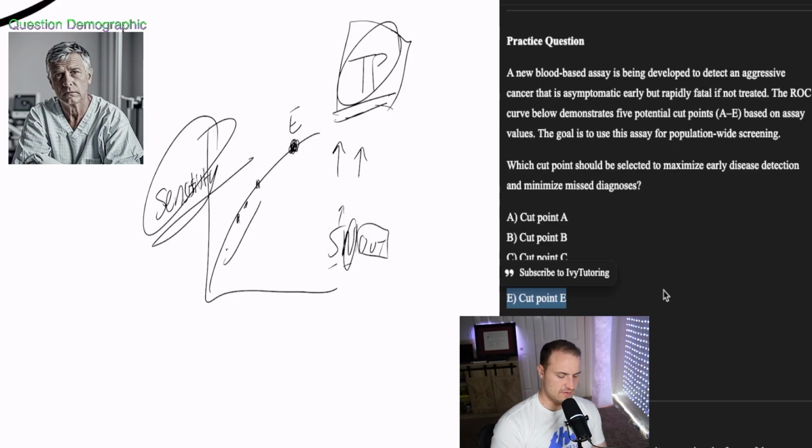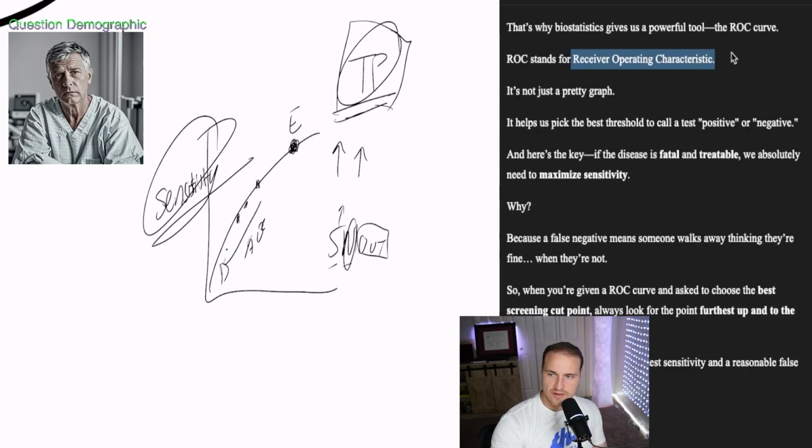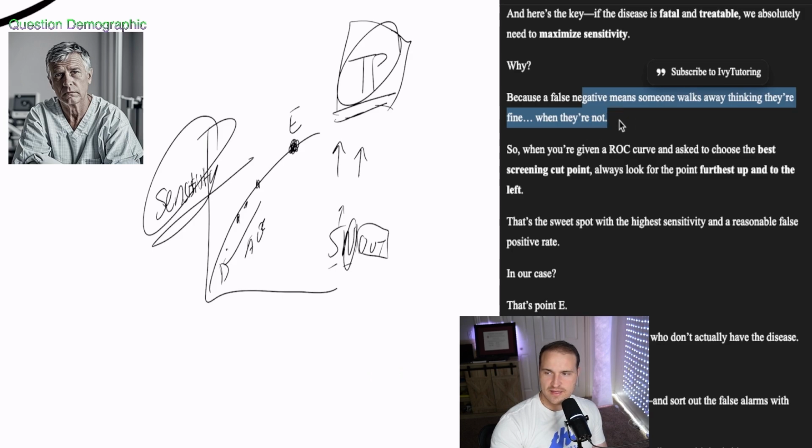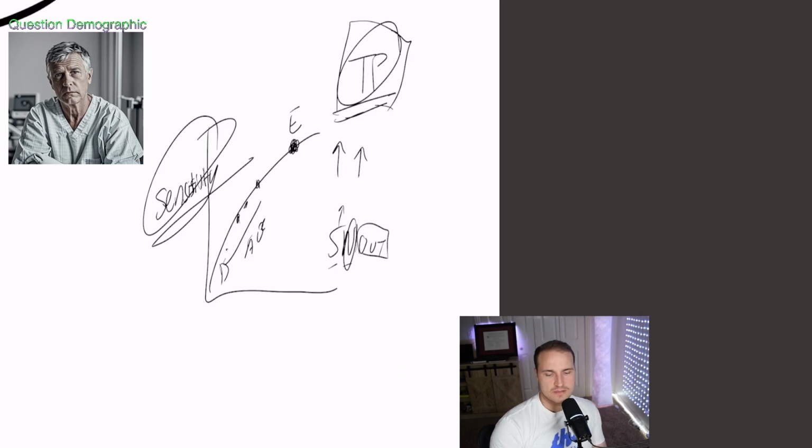The other ones are going to be lower. Yep, ROC stands for receiver operating characteristic. You don't want somebody thinking that they're fine, but they're not, if the disease is fatal. If it's not fatal, sure, it's fine. So that's the ROC curve.